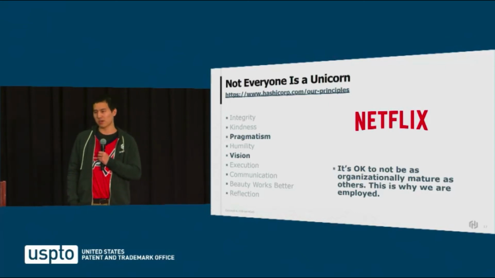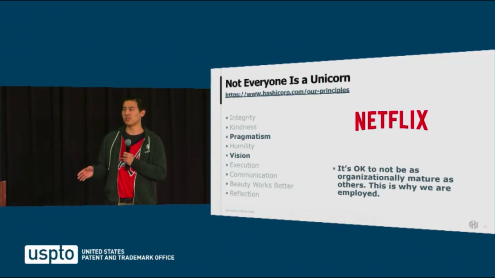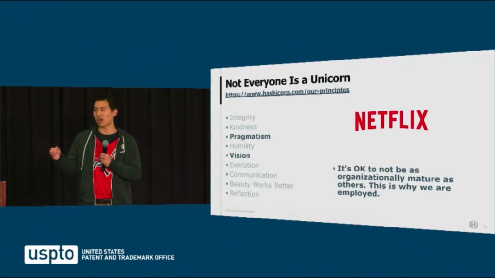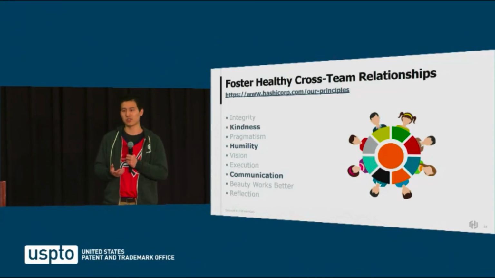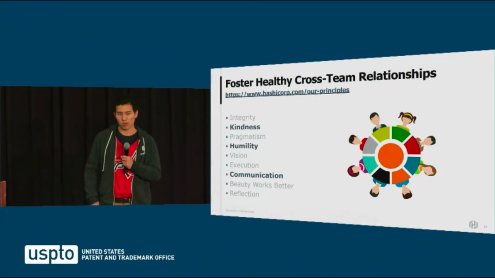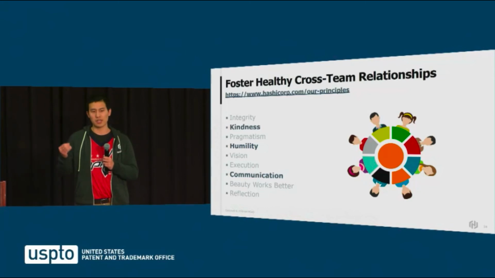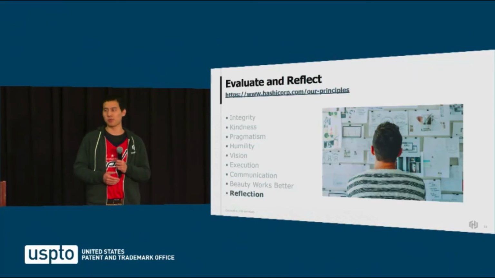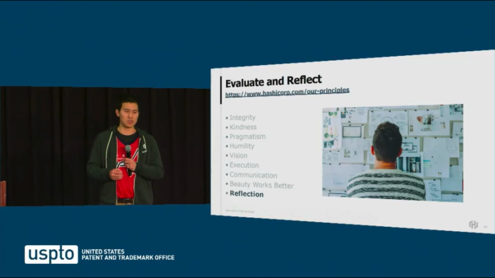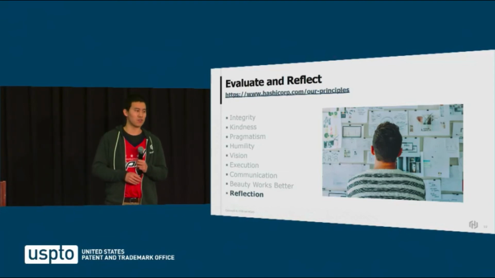So now we're going to talk about our HashiCorp principles that we made public. Not everybody is a unicorn. So we strive to become someone like Netflix, but it's okay to not be as organizationally mature as them. We want to be kind to each other, and that helps to foster a positive environment. Be humble and understand that not everyone knows everything, and come into it with an open mind. And lastly, remember to evaluate and reflect.